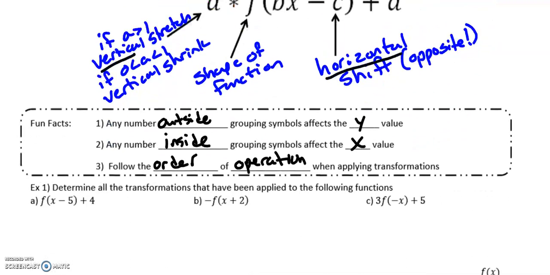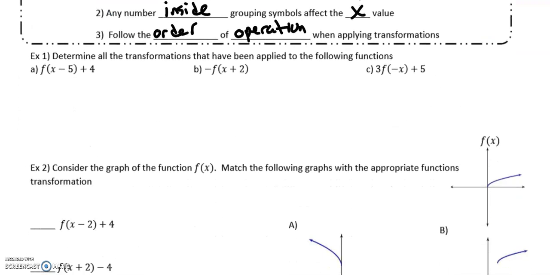So if we look down here at some pretty straightforward examples of what we're talking about, I look at some transformations, and I just want to say how have these been transformed. So if I look at my first function, I'm going to start with the outside here.